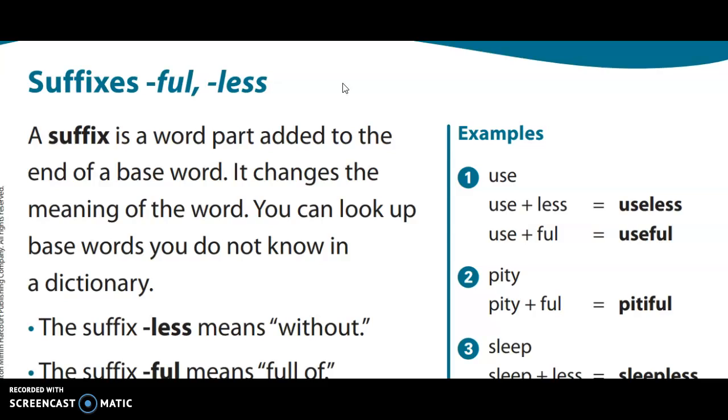And the last word to think about is beauty. B-E-A-U-T-Y. Beauty. What if I put FUL at the end of that base word? Remember, change that Y to an I and you have beautiful. The butterfly was beautiful.